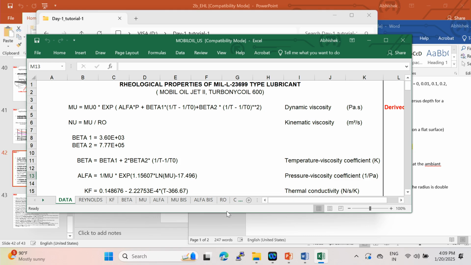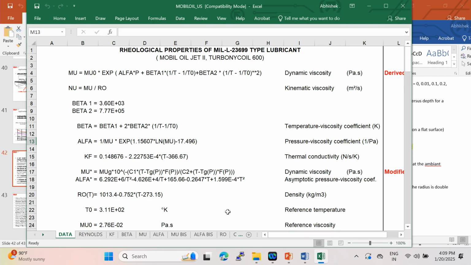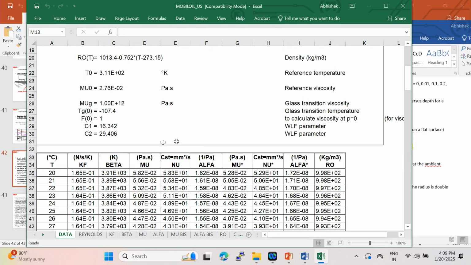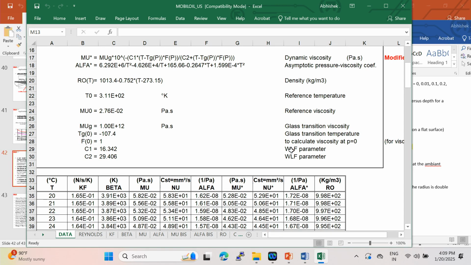Then for the Mobil oil lubricant, you have all the parameters there to calculate the different viscosity, the thermal conductivity, and all the coefficients to calculate the change of the viscosity with temperature and with pressure. Everything is here. There is also the WLF parameter, which is here. Then also in the document there is the paper which is related to that, and also I have the same data for 2 or 3 space lubricants that I use that are used for satellites.